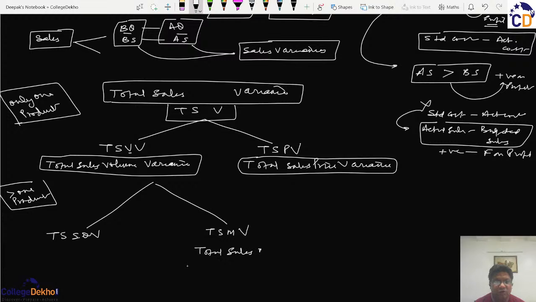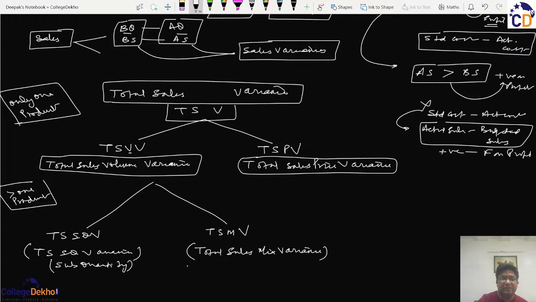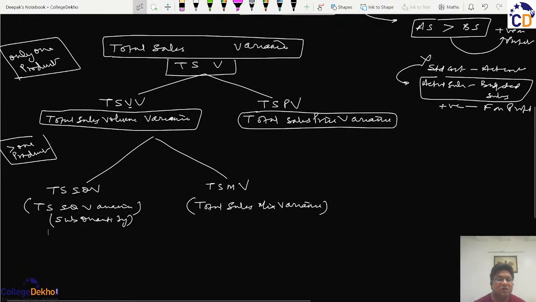So this will be total sales mix variance, and this will be total sales sub quantity variance. That is, the variance which was known as yield will be known as a sub quantity variance here. And why this word sub quantity? Because with cost we can have the word output, which denotes the efficiency of the raw material or the labor consumed, and that is not related to the sales. That is why the word sub quantity has been put to use.